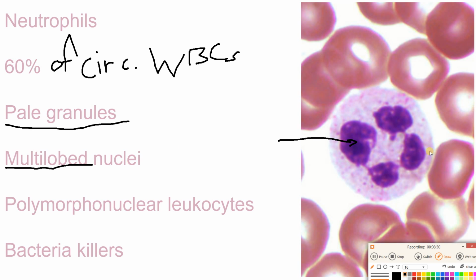Because of this nuclear shape, neutrophils are sometimes called polymorphonuclear leukocytes. By the way, leukocyte is simply white blood cell. Leuko means white. And so a polymorphonuclear leukocyte is a white blood cell with many shaped nuclei. So the nuclei might have 4 lobes. They can be a variety of shapes. They might have 3 lobes. They might have 5 lobes.